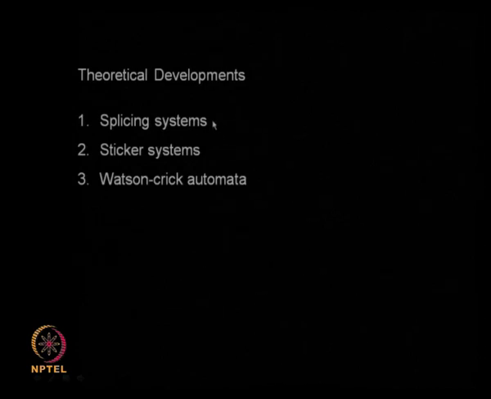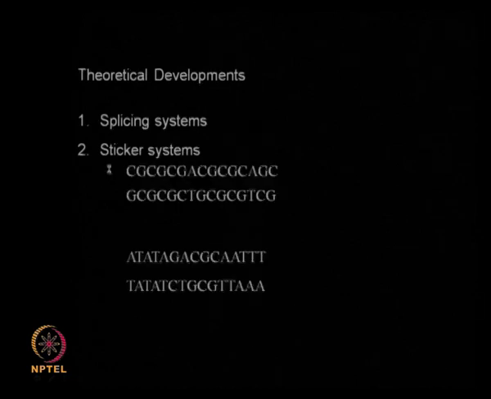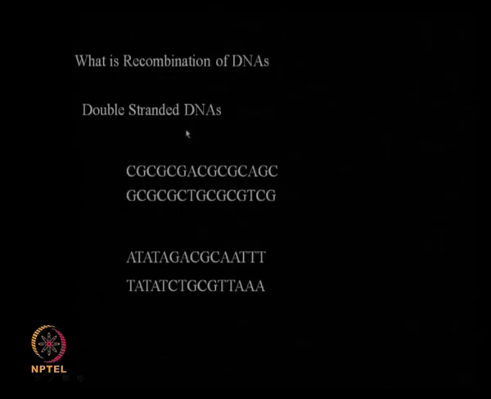Actually, this model was defined in 1987 itself, nearly 7 years before Edelman published his work. Another model is sticker systems, and on the automata side you have the Watson-Crick automata, which deals with double stranded strings. I will just have a brief look at what is a splicing system. The recombination of DNAs or recombinant behavior of the DNAs is used here.